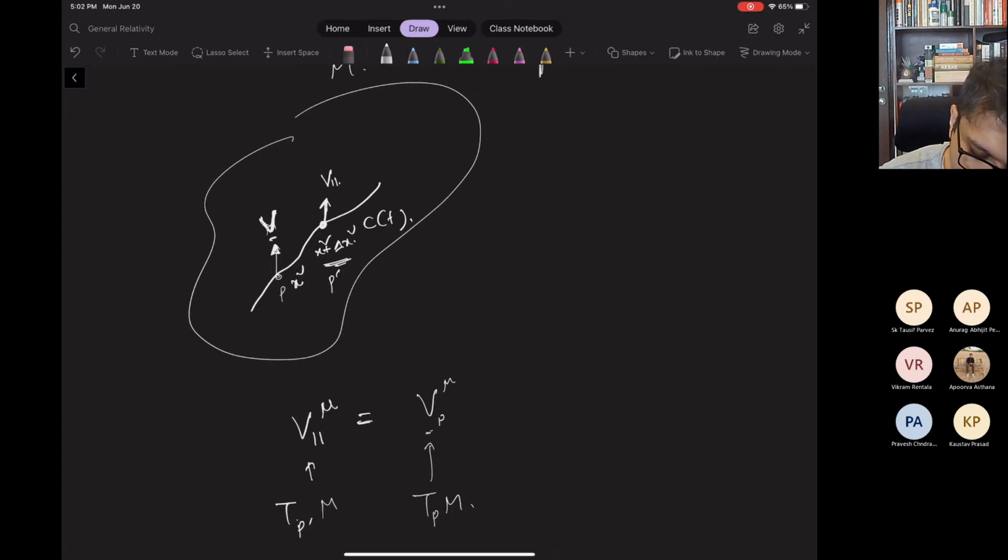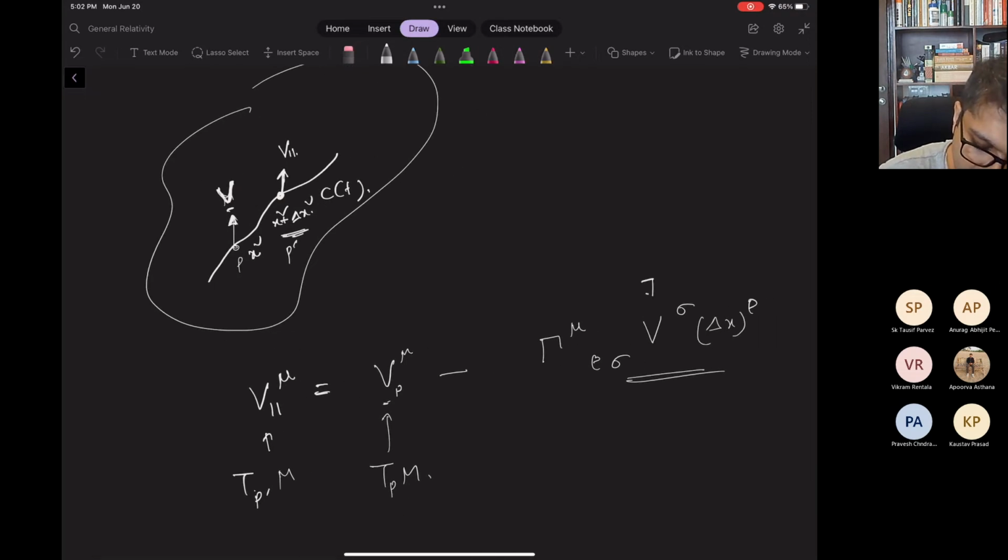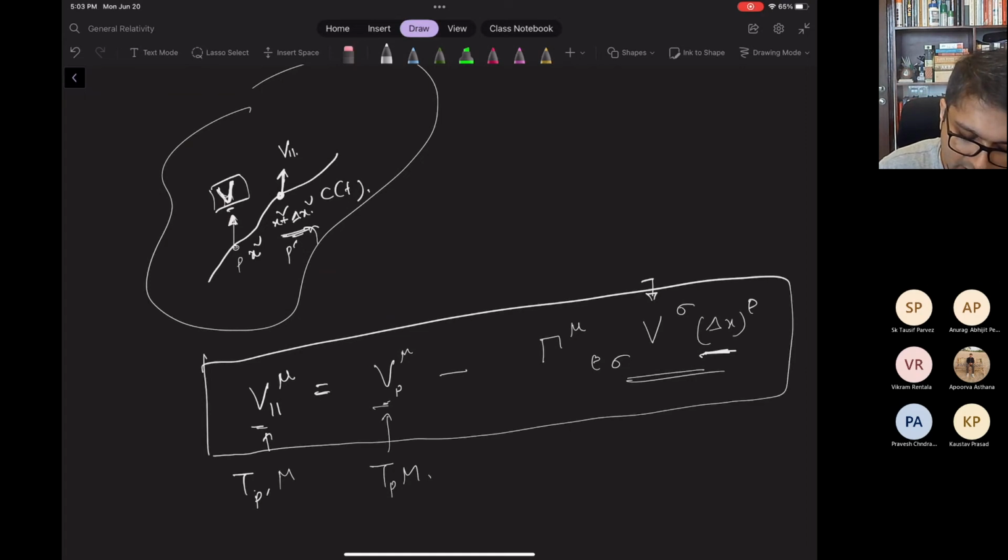And what we have argued is that this will be equal to the original vector. The components will be the same as the original vector, but there will also be some linear combinations, which depend on V sigma and delta X rho. So in other words, I'll take a linear superposition of the components of the original V, and the difference between these two vectors for small delta X will just be proportional to delta X. So this is how we argued that you will have this idea of parallel transport.